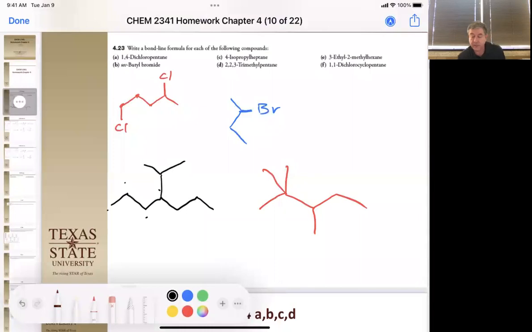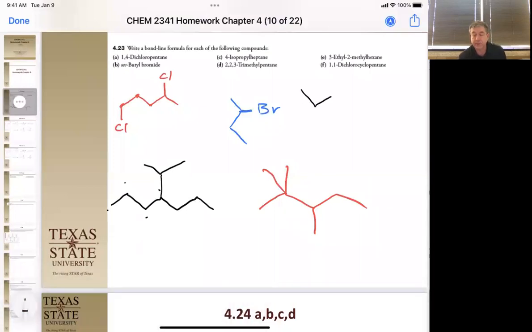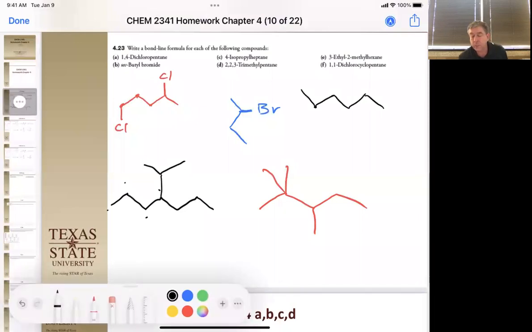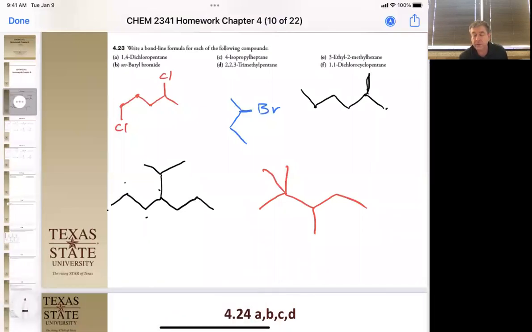So let's do another one, ethyl methyl hexane. So we're going to start with the hexane, 1, 2, 3, 4, 5, 6. Then we have a 2-methyl, starting on this side this time, 1, 2. So we have a methyl there. 3-ethyl, so there's an ethyl on that 3rd one. Okay, all right, here we're going so well, let's just do the last one too.